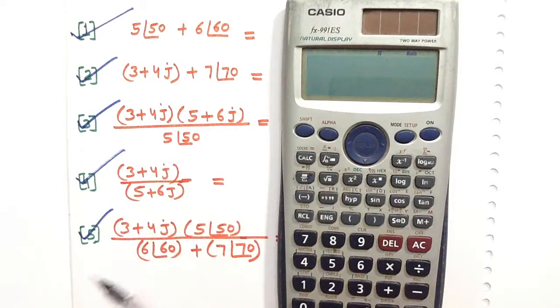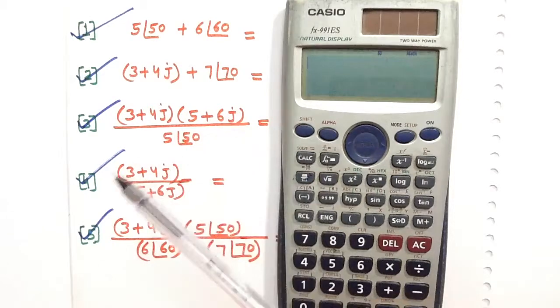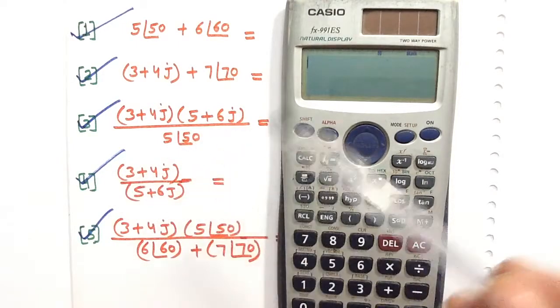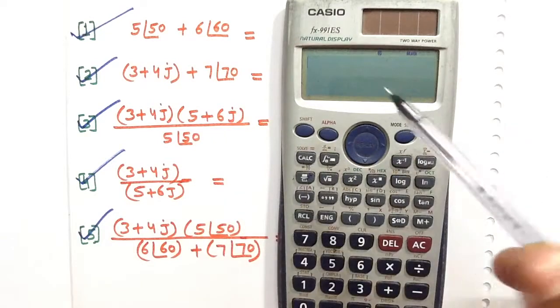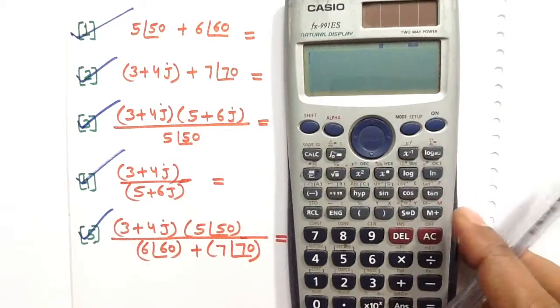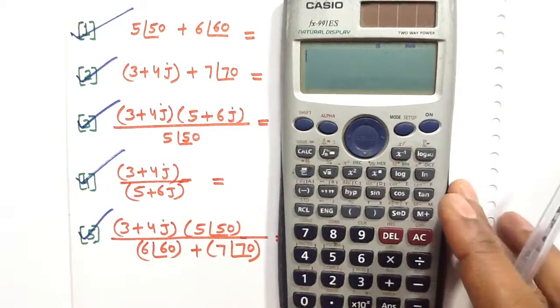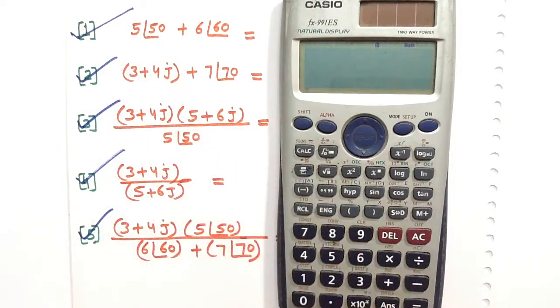In electrical engineering, these types of problems are very important, and we can easily solve them by using the Casio FX991ES. So I am going to solve these 5 problems. The first problem is 5 angle 50 plus 6 angle 60.